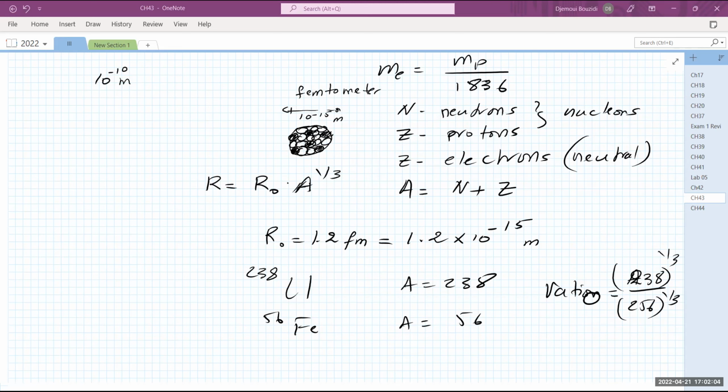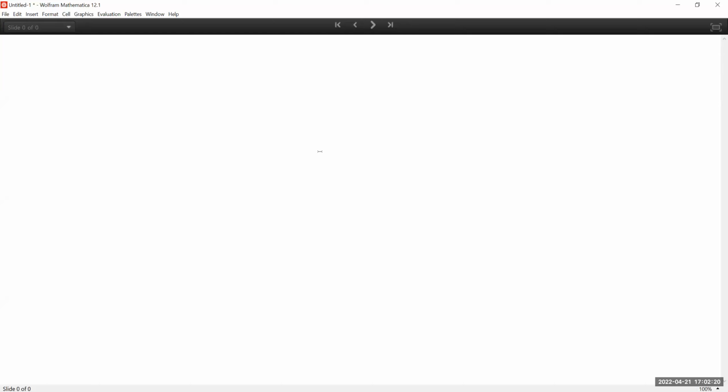So let me share the screen with you again. Let me change the view format, environment, slideshow, and let me stop sharing and share the calculator. I really wanted to see this ratio, honestly, and I don't know the answer. So it's going to be 238 to the power 1/3 divided by 56 to the power 1/3.